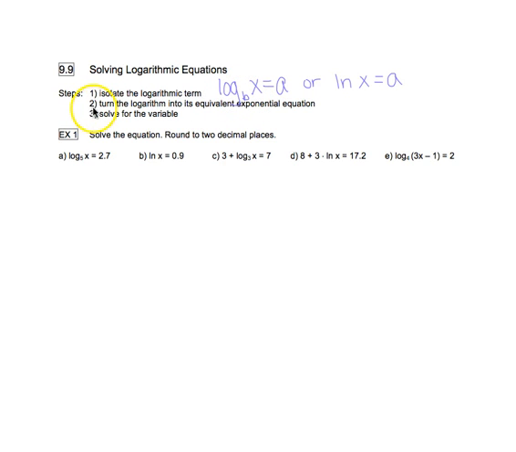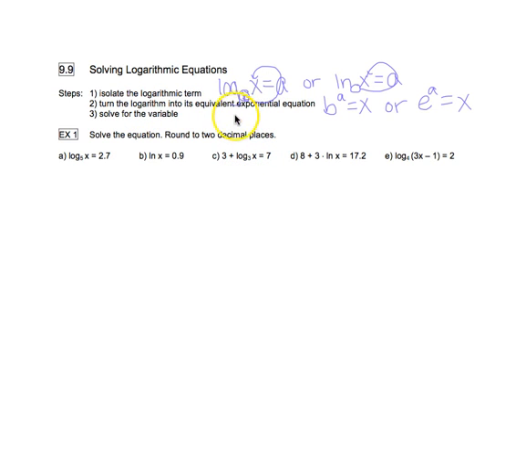Step 2 is going to be to turn that logarithm into its equivalent exponential equation. So this is going to use that swoop method that we talked about before. So starting at the base and going around this way, b raised to the a is going to be equal to x. Or if it's a natural log, the base is e to the a equals x. So these are equivalent, remember, to each other. They're the same thing, just different forms.